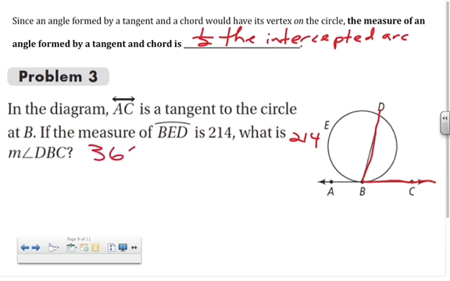Okay, start by subtracting this 214 from 360. That gives us 146. What did I just find, Kate? Arc BD. And then what do? Take half of it.